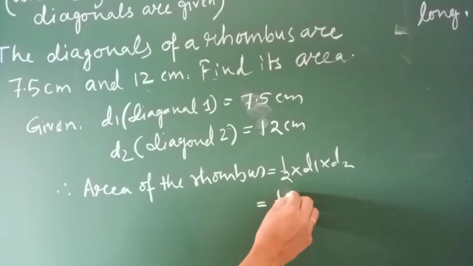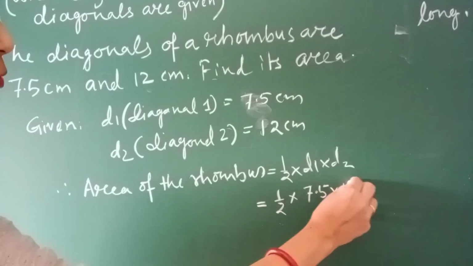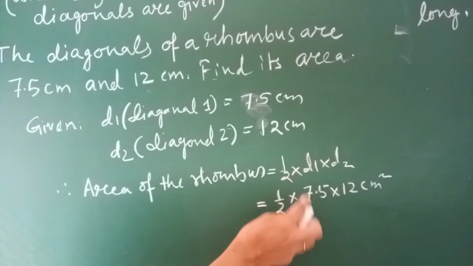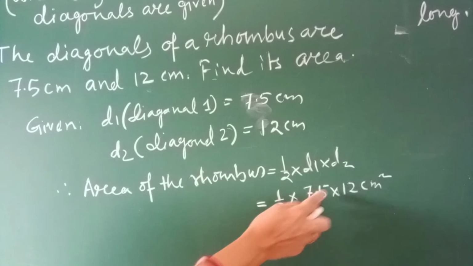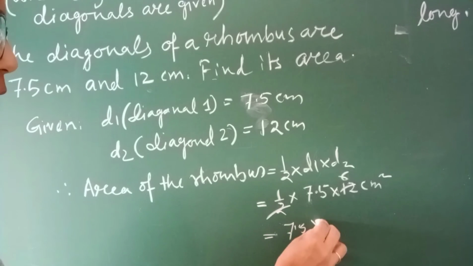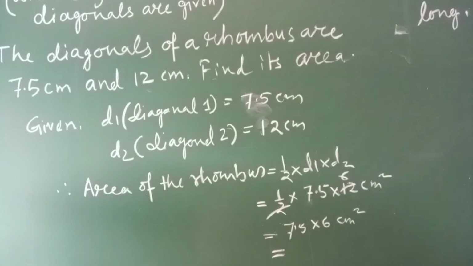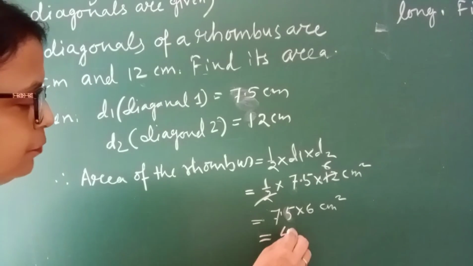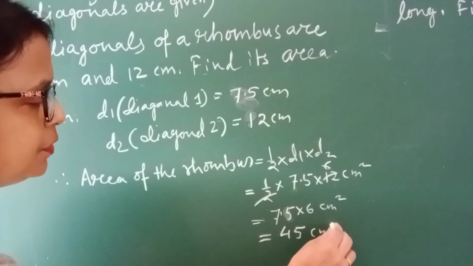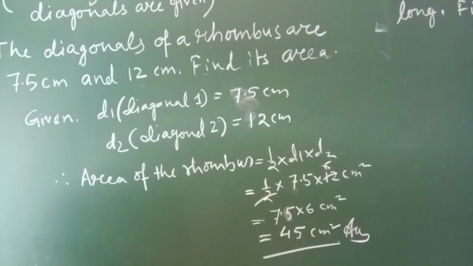Half into 7.5 into 12 centimeter square, unit is centimeter. When you are multiplying two centimeter, that means centimeter into centimeter, it will become centimeter square. Cancel this, 6 into 12, so 7.5 into 6 centimeter square. Multiply it, you will get 45.0, or 45 centimeter square. So this is the answer. Come to the next sum.